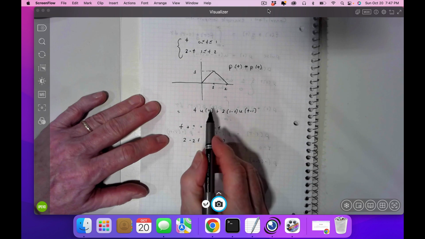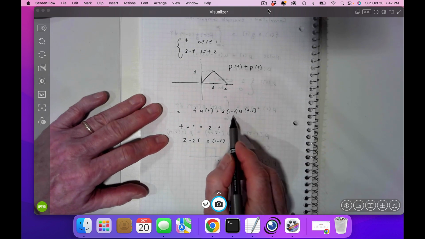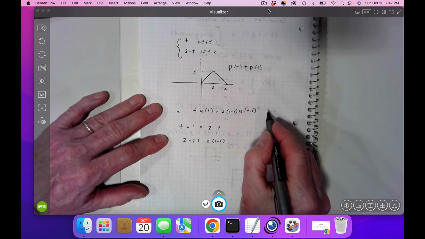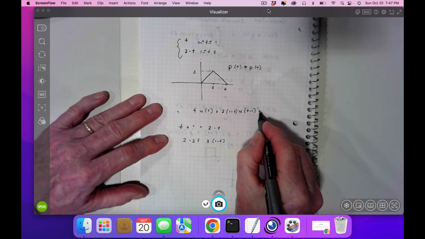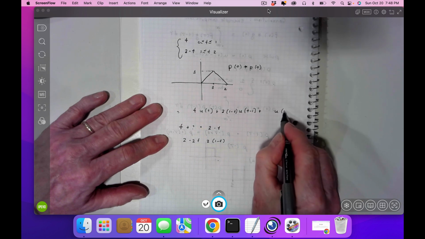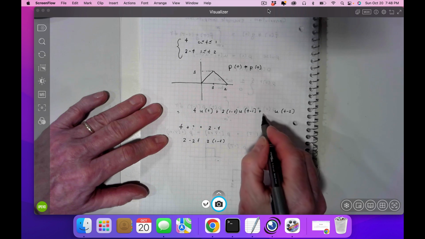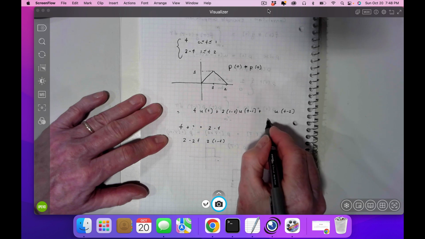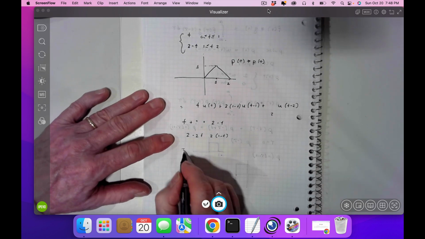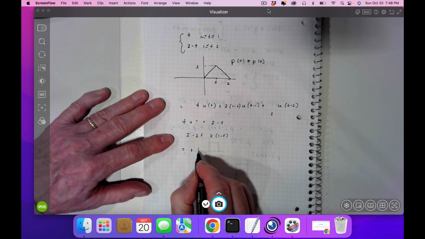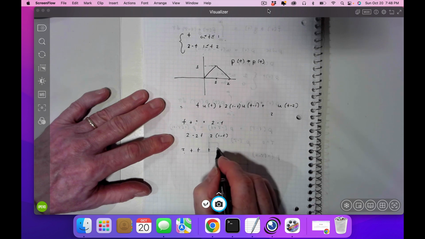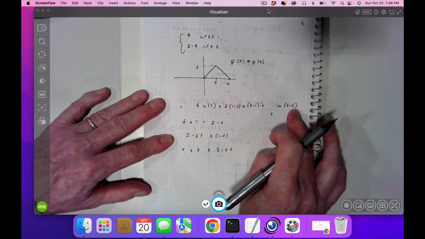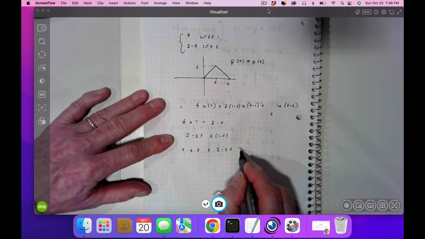So this is good, but now when t is greater than 2, I want my answer to be 0. So I'm going to put plus something here, and u of t minus 2. Got to put something here where all of this adds up to 0. So I got this question mark plus t plus this 2 minus 2t. So what do I add here so they all add up to 0? So we want to make this 0.